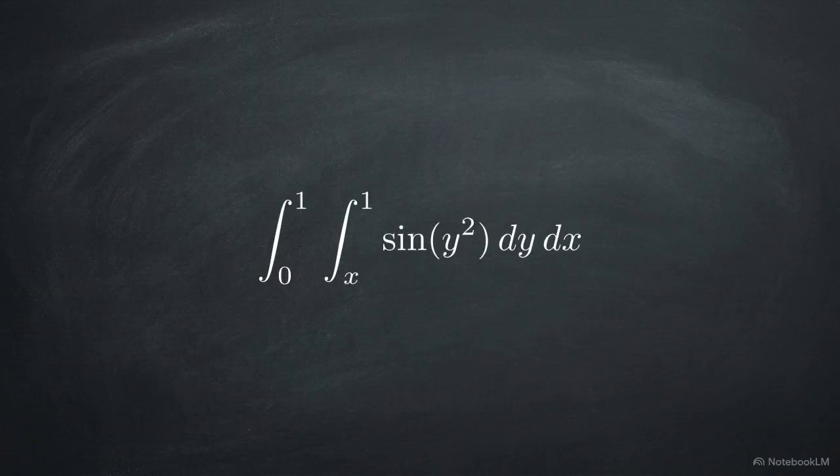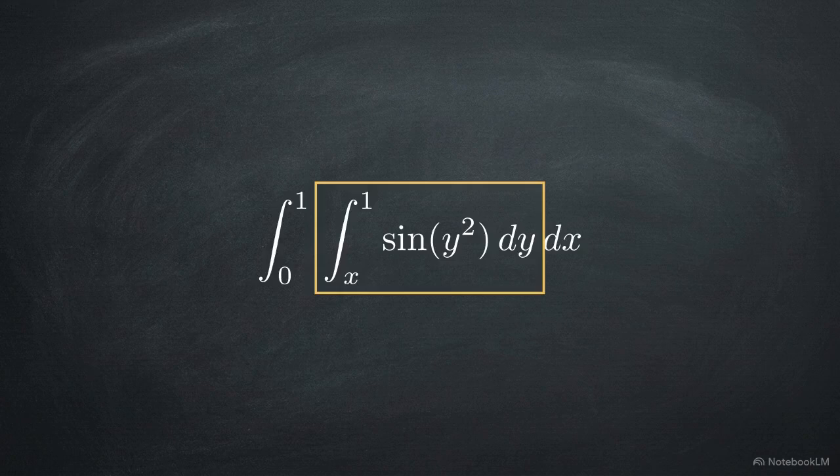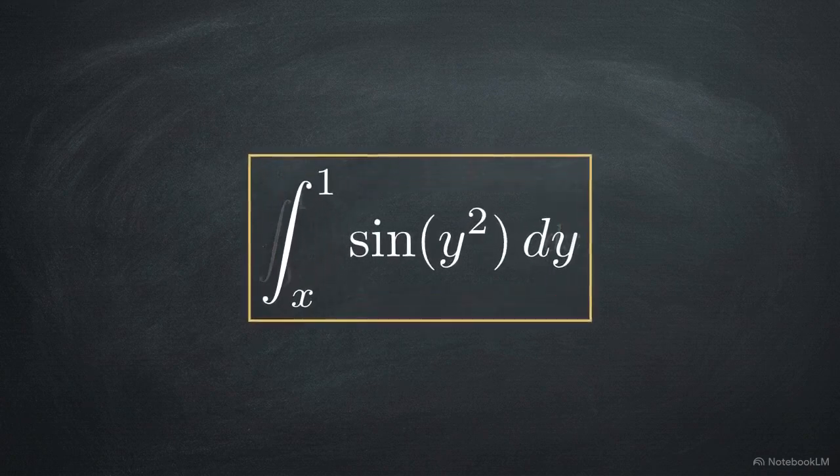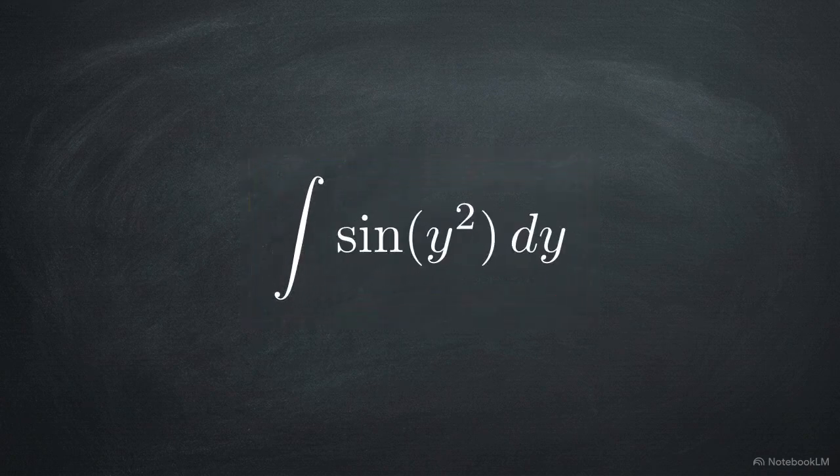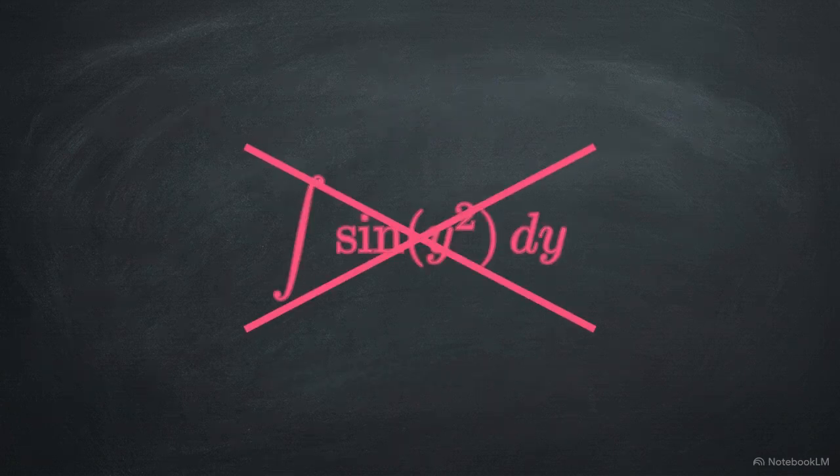Reading from the inside out, the immediate task is to evaluate the inner integral of sine y squared with respect to y. But the function sine y squared has no elementary antiderivative. Applying u substitution yields exactly zero progress, and integration by parts is entirely useless.